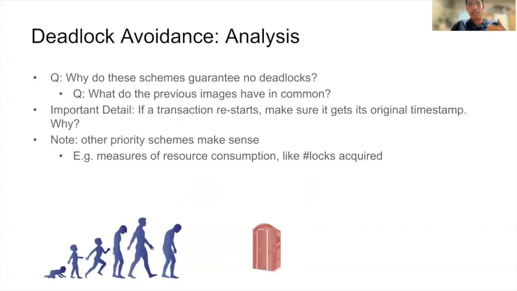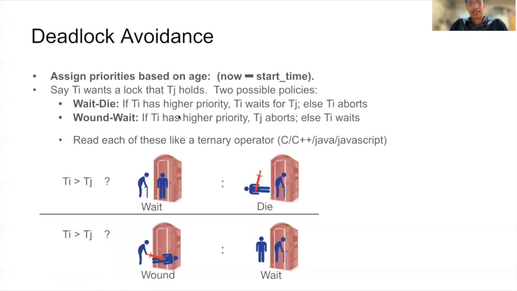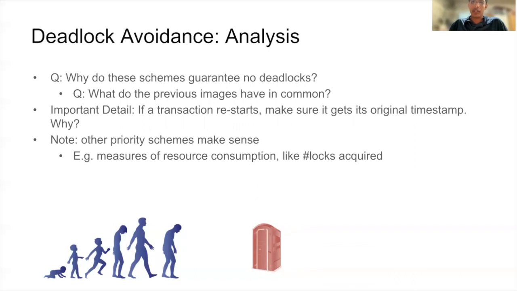So these schemes guarantee no deadlocks because, in the previous images, we're going to abort the younger transaction. In wait-die, we abort the younger transaction if it's waiting for an older transaction. In wound-wait, we abort the younger transaction if it holds a lock that the older transaction wants. Because we're essentially shooting one of the transactions, we're not going to end up in a cycle. There's not going to be a holding pattern.